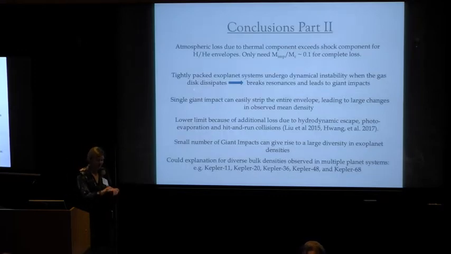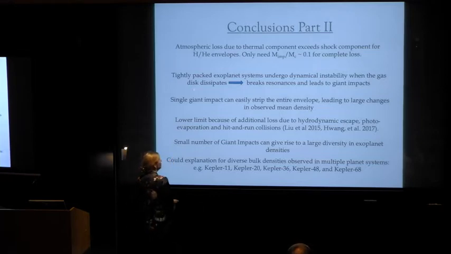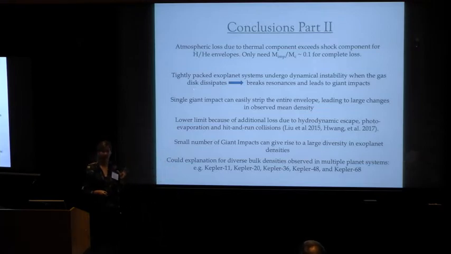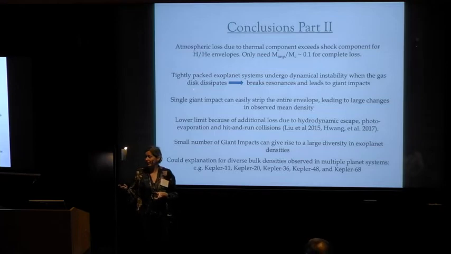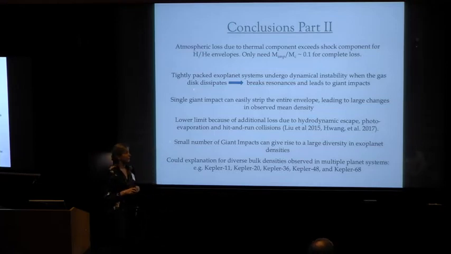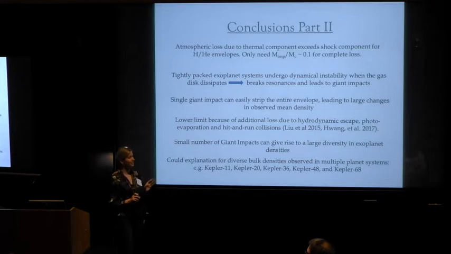Okay, so this is the second part of my conclusions. Atmospheric loss due to the thermal component typically exceeds the shock component by a significant fraction. So you often only need about a tenth of the mass of the target to lose hydrogen-helium envelopes. So you can easily strip those envelopes in giant impacts, maybe too easily. This is something to keep in mind.